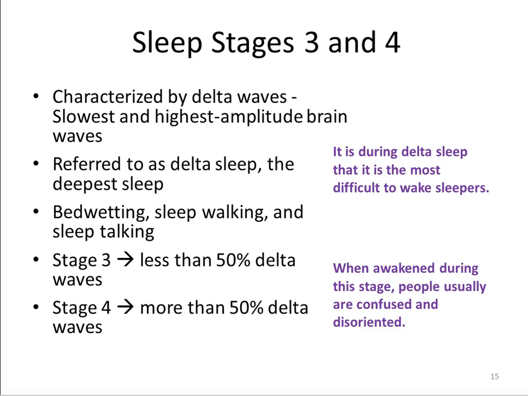So stage 1 and 2, you can often have those experiences. 3 and 4 are your deeper sleep stages characterized by delta waves, and sometimes we call this delta sleep, high amplitude brain waves. Bedwetting, sleepwalking, and sleep talking can occur because your muscles function. If you were to have a dream during stage 3 and 4, which is not typical, since usually we do all our dreaming in REM sleep, you could sleepwalk. You could act out your dream, in essence.